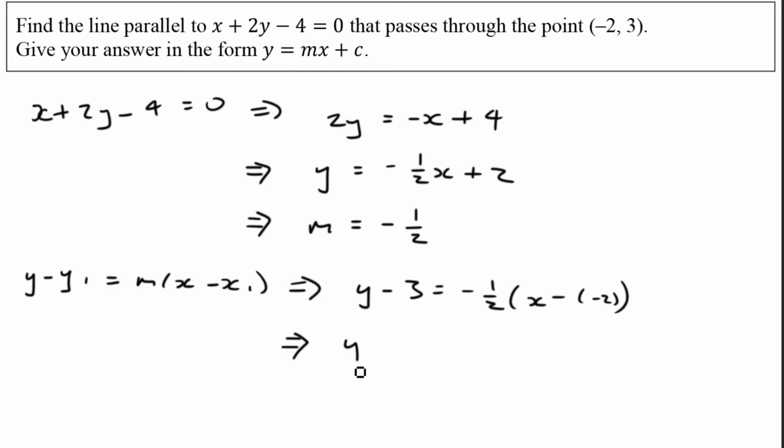We'll start off by expanding the right hand side. Negative 1/2 times x is negative 1/2 x. Now x subtract negative 2 is the same as x plus 2, and then I multiply that by negative 1/2, that would be minus 1. Now let's add the 3 to both sides. y is negative 1/2 x plus 2.